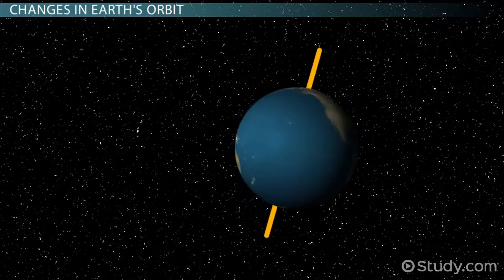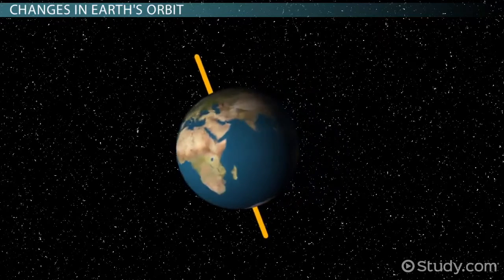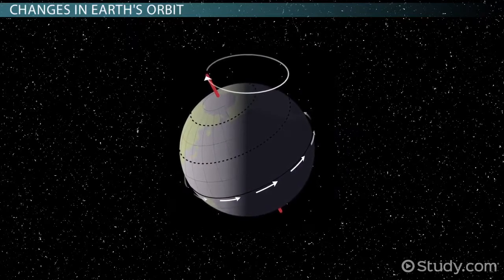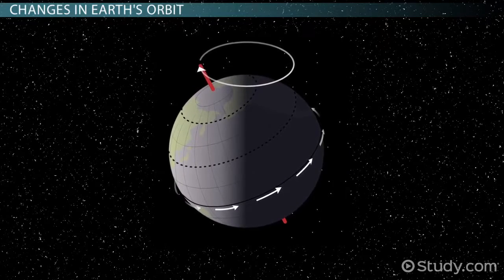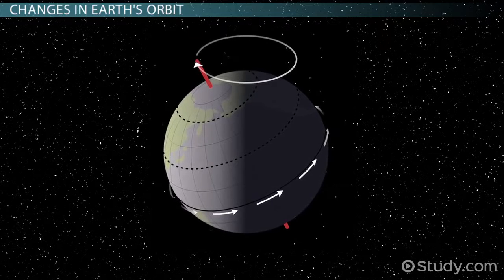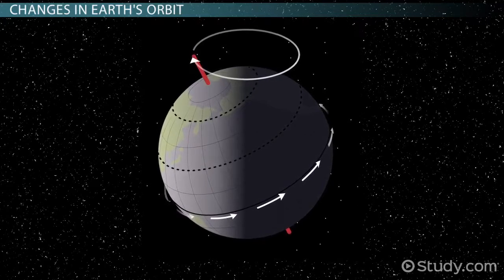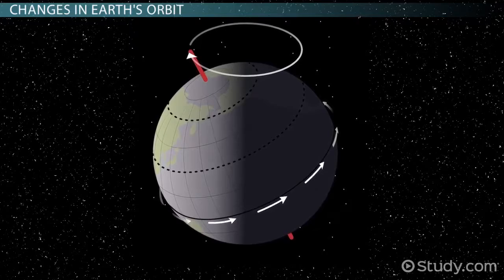Again, this wobbling effect does not alter the climate of the entire planet. It does, however, affect individual regions by making summers and winters in some areas longer and more severe. At the same time, other areas are blessed with summers and winters that are shorter and milder.